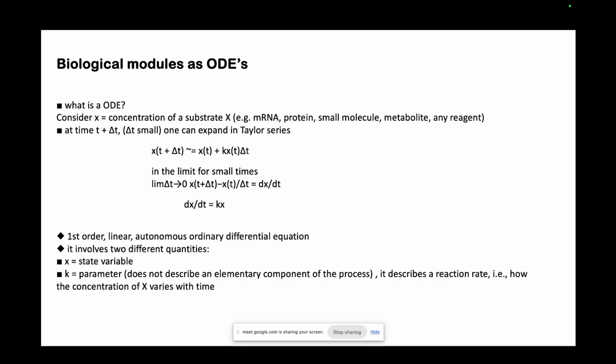There is an order and linearity associated with a differential equation.